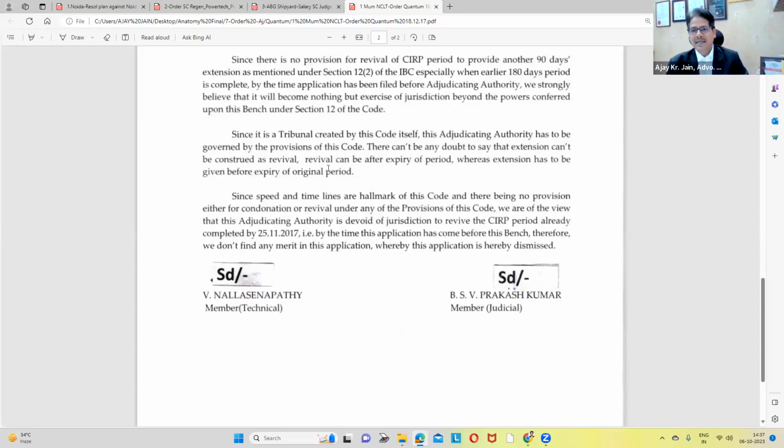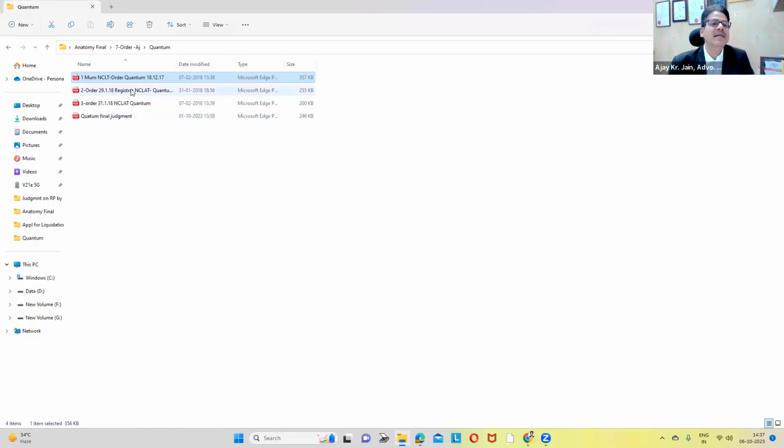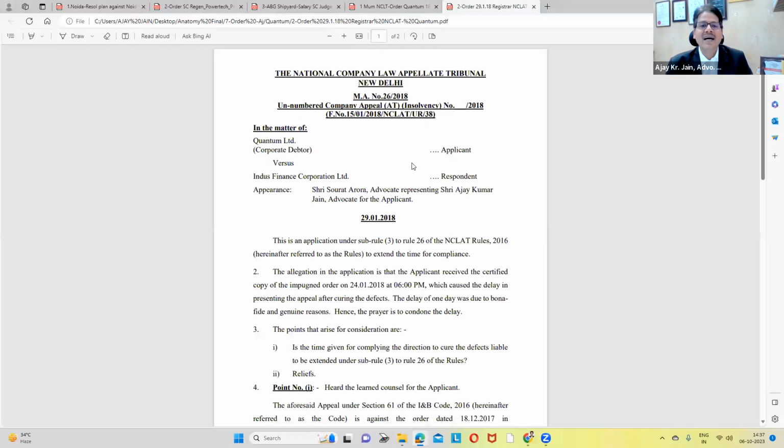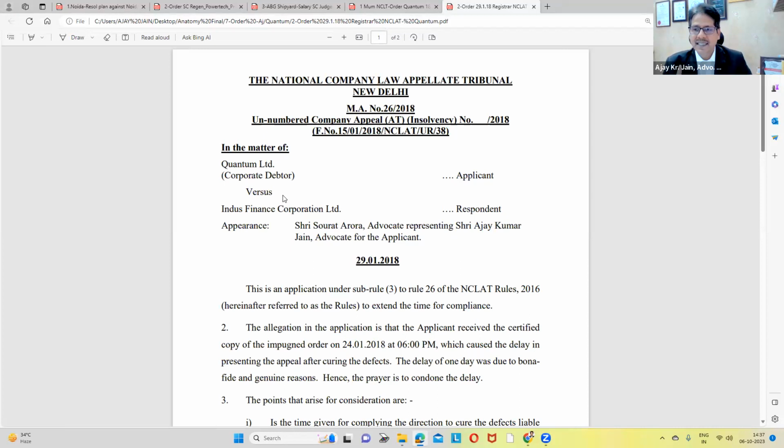Now I filed an appeal. Now come to the appeal part. Quantum Limited. This judgment is still being followed in many judgments. I have noticed recently also. Quantum Limited.